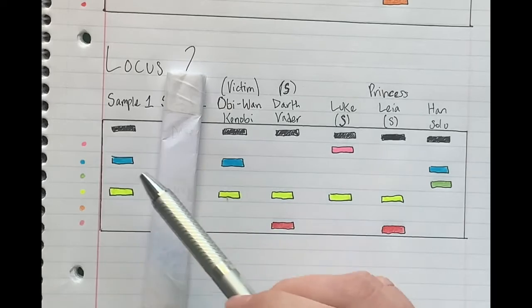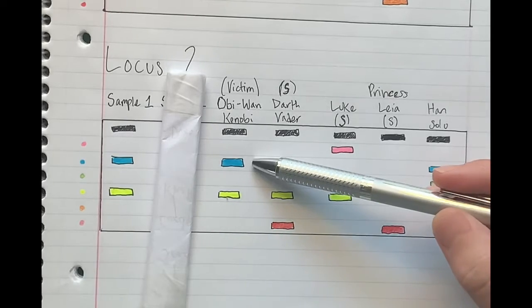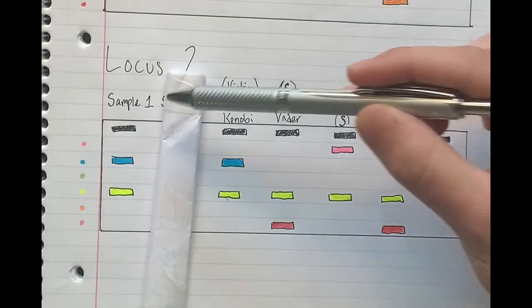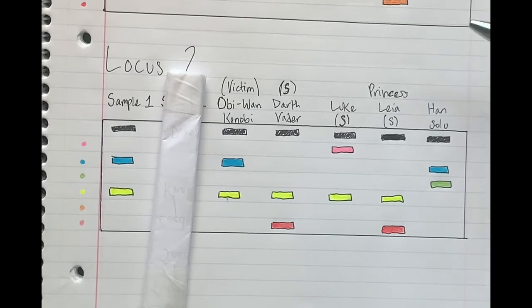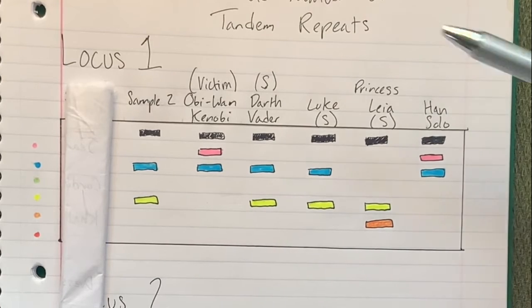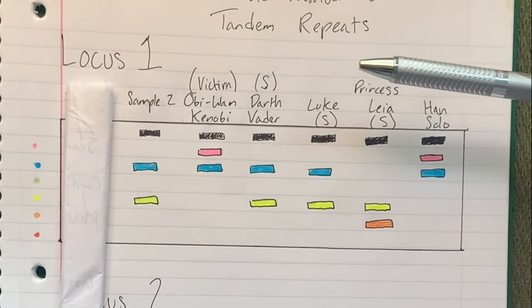So here we're looking at sample 1 still, and we can see that Obi-Wan Kenobi is a match for both alleles. So we can go ahead and assume that sample 1 is for Obi-Wan Kenobi. Now you can see that Han Solo does have that first allele matching, but not the second one. So we can rule him out for sample 1, and we'll go ahead and state that Obi-Wan Kenobi is the match to our sample 1 DNA. We will now repeat the steps for sample 2 in order to find the perpetrator for the crime.